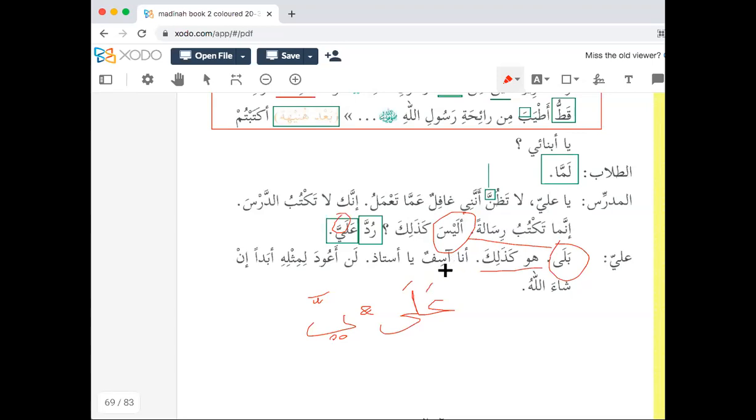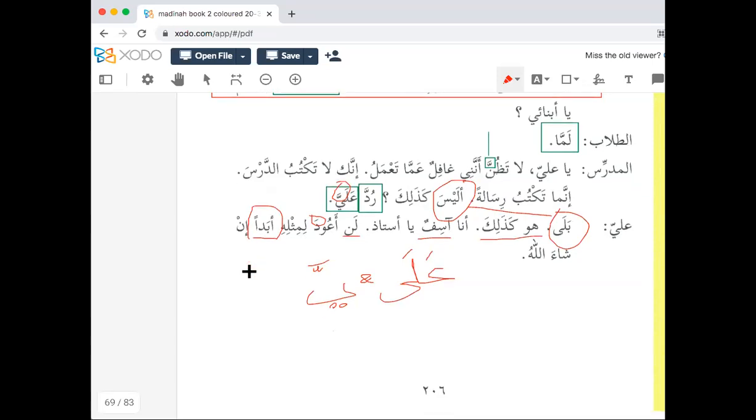And he said ana asifun. I apologize, or I'm sorry, ya ustadh. Lan, and this lan, as you know, makes the next verb mansoob. Lan a'uda limithlihi. I will not do something like this again in the future. So he uses the word abadan, ever. I will never do this again. Insha'Allah.